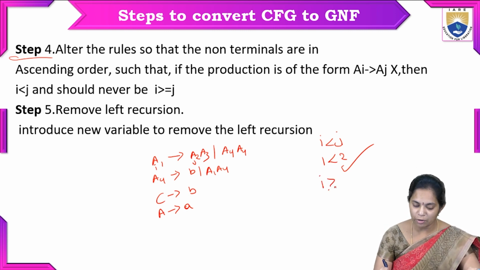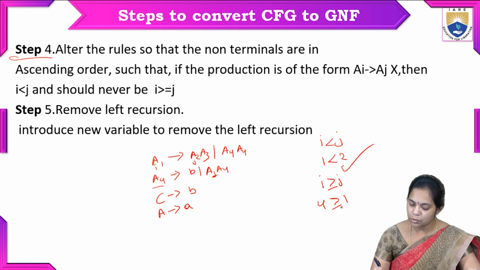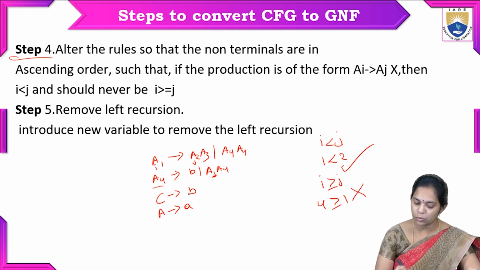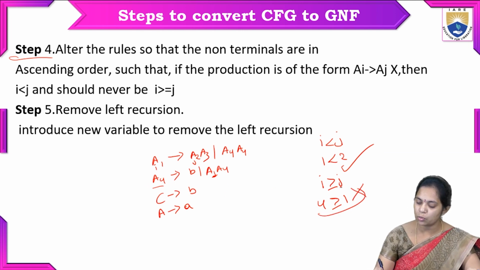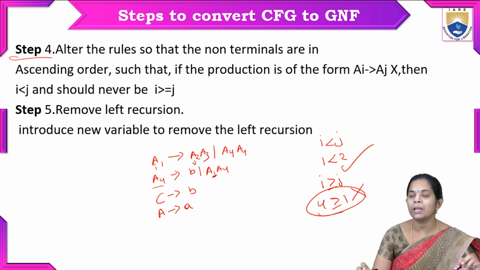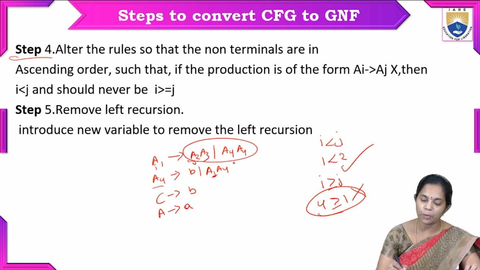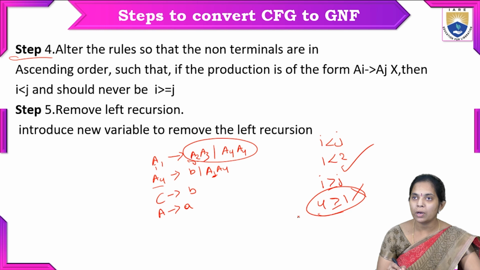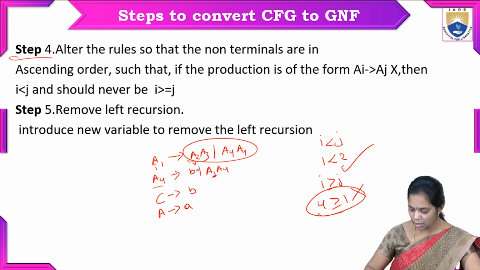And if this kind of production rule occurs, here i is equal to 4 and B here is 1, then we have to change it. We have to substitute those values with the previous production rules. How to convert these production rules, we will discuss in the next example.